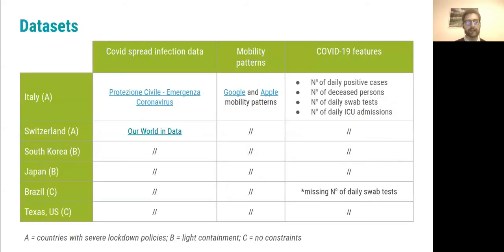Since our experimental analysis objective is to study in detail the effect that different mobility containment policies had on the coronavirus diffusion, we consider the following countries: Italy, Brazil, Switzerland, South Korea, Japan, and Texas in the United States, each of whom can be grouped into three categories. Category A represents countries adopting severe lockdown policies, B represents those countries with light containment policies, and finally C, countries or regions that decided not to impose any constraints, such as Texas and Brazil.